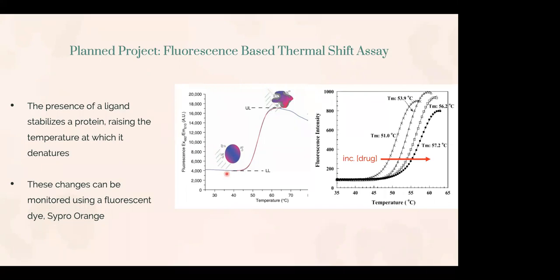The idea behind this assay is that when we increase the concentration of the drug, we will increase the temperature at which it hits its peak fluorescence, which we can then extrapolate to mean it has denatured.